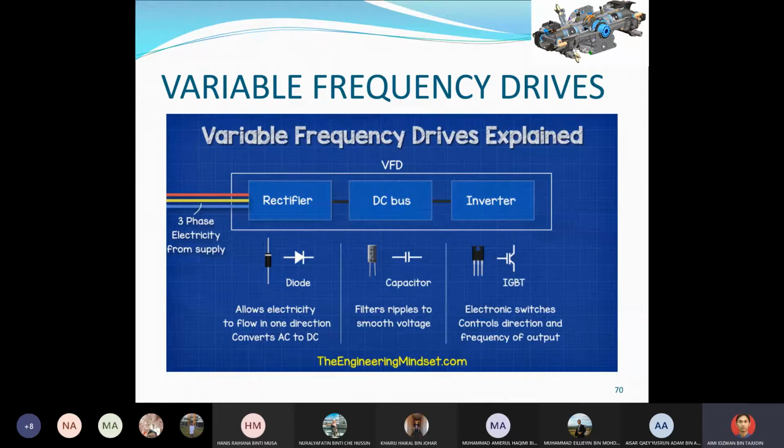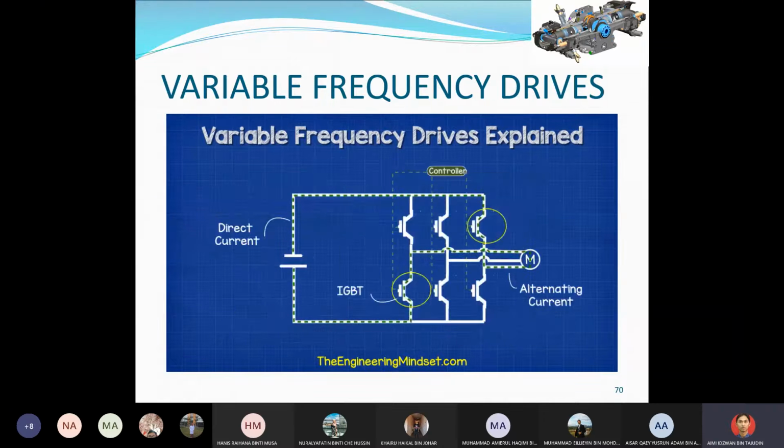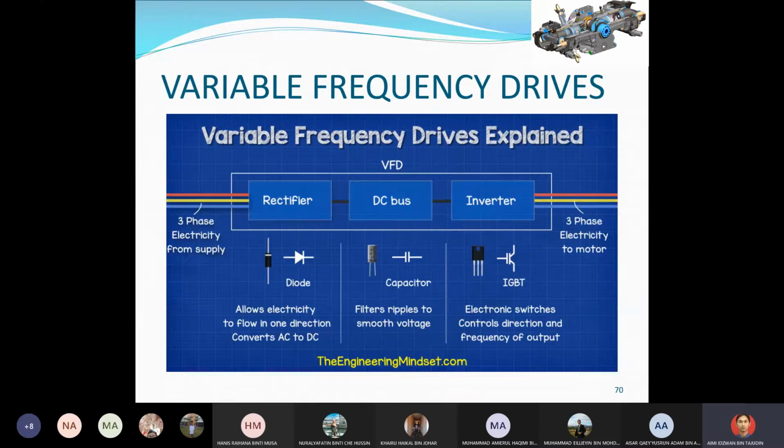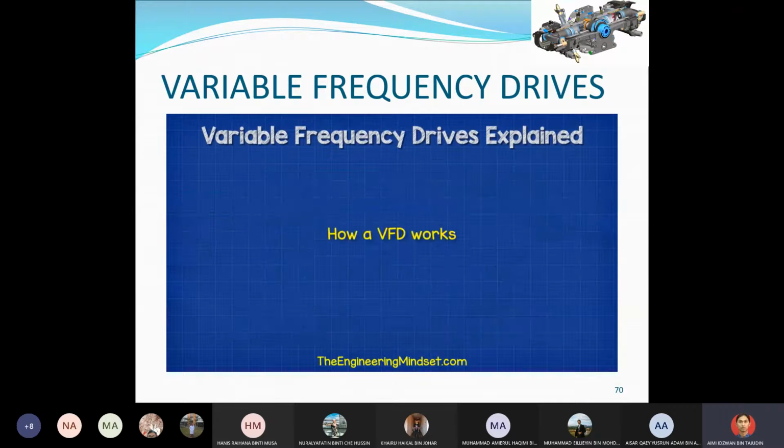The inverter consists of a number of electronic switches known as IGBTs. These open and close in pairs to control the flow of electricity. By controlling the path which electricity takes and how long it flows in the different paths, we can produce AC electricity from a DC source. Let's have a look at that now in detail.